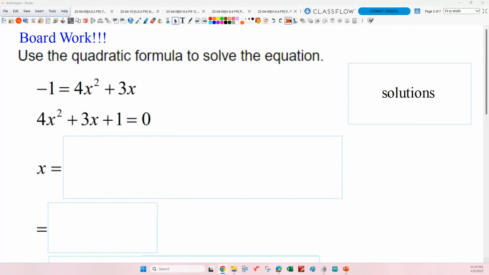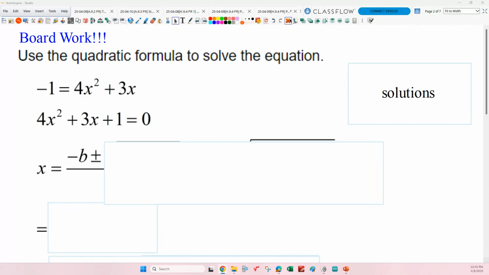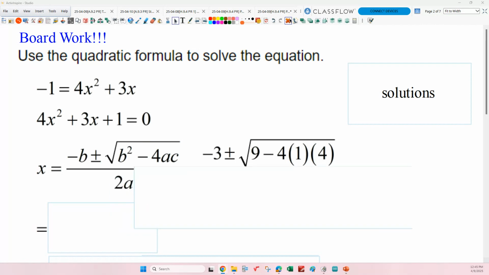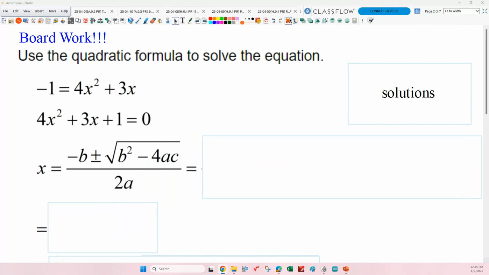Okay, so now we've got to use the quadratic formula, right? So remember, how'd that song go? X equals... There you go. Good. Okay, so we got our quadratic formula. Now it's just a matter of plugging and chugging. So we're going to plug in values, and then we're going to simplify, right?